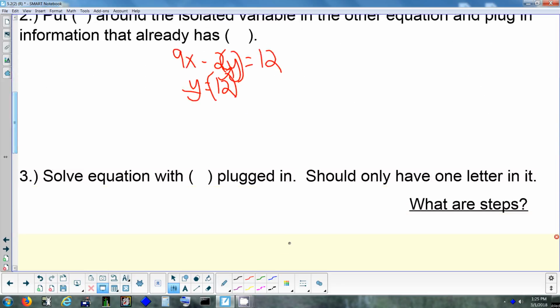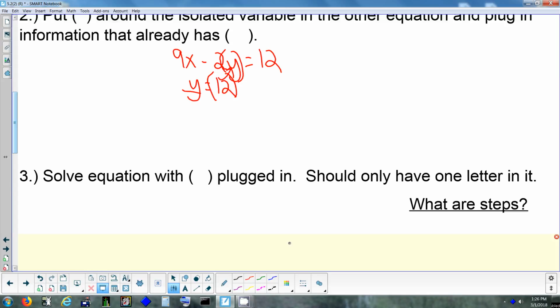So we're going to solve the equation with the stuff that we put parentheses around plugged in. Remember, at this point, we should only have one letter. It should only be an X or only be a Y. If you have 2 letters at this point, you're wrong. We can't solve an equation with 2 variables in it. It's impossible. We can't do it. All right? So we're going to solve the equation with the information that we put parentheses around plugged into the other equation. So someone tell me, what's that going to look like?